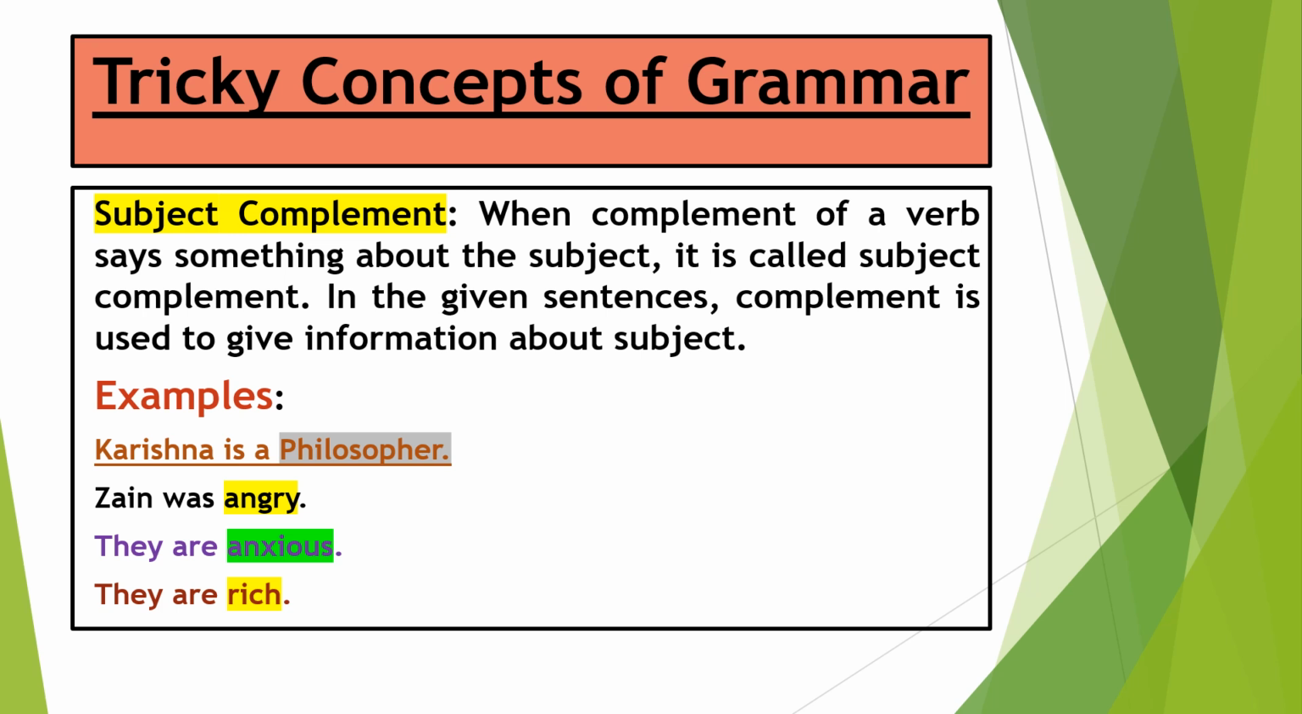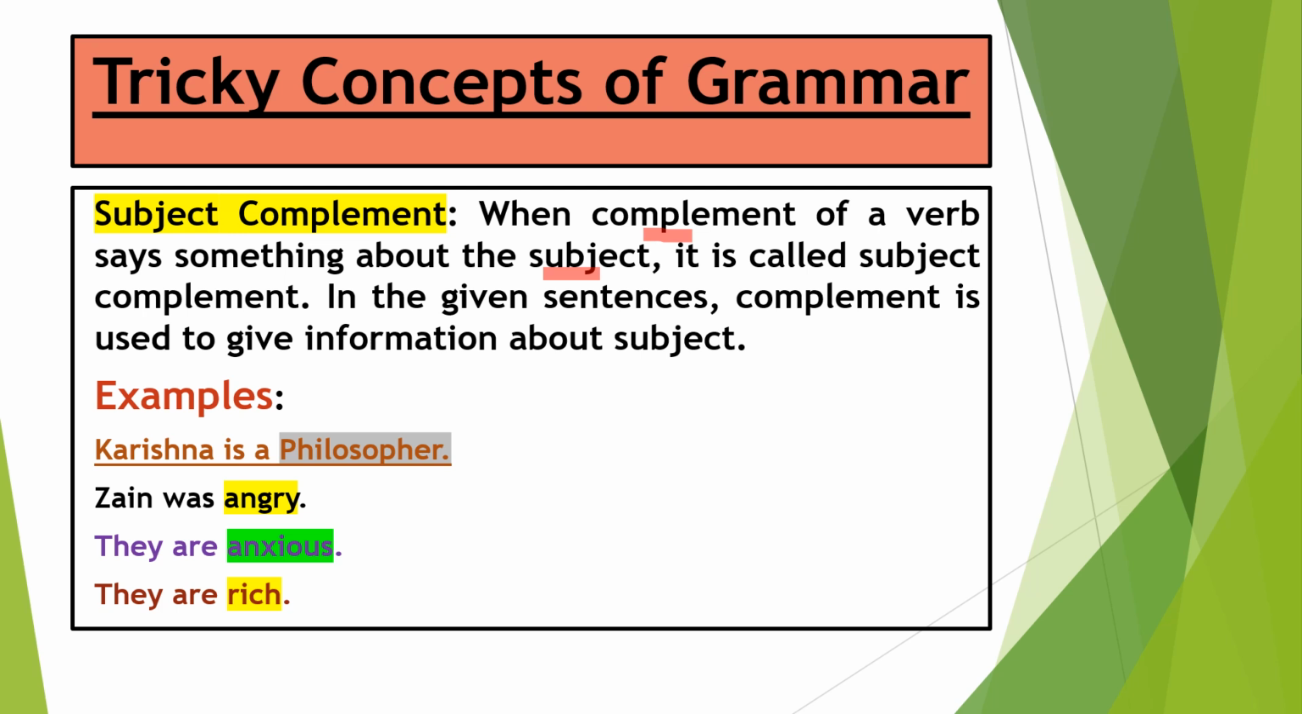Okay, now let us understand what is subject complement. When a complement of a verb says something about the subject, this means a complement could be used in order to describe or provide more information either about the subject or about the object. So we need to understand first of all what is a complement. You could say that it is a word or group of words that completes a grammatical construction, or you could say a sentence. So a word or a group of words that is used in order to complete a grammatical construction or sentence.